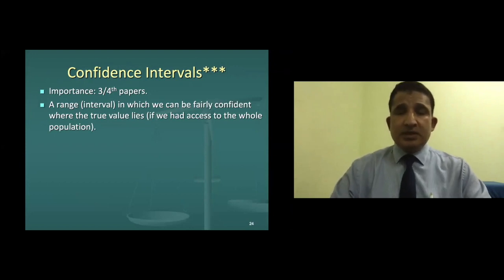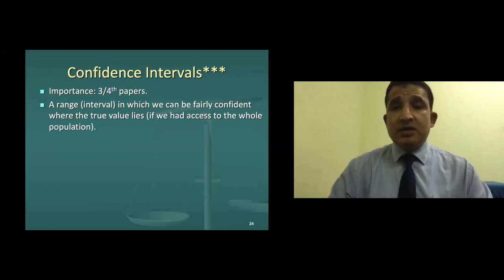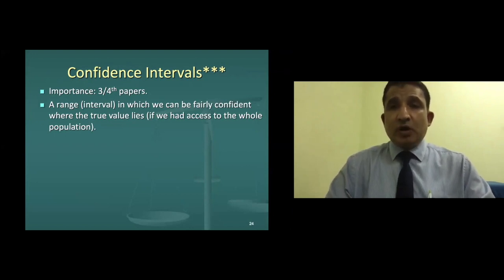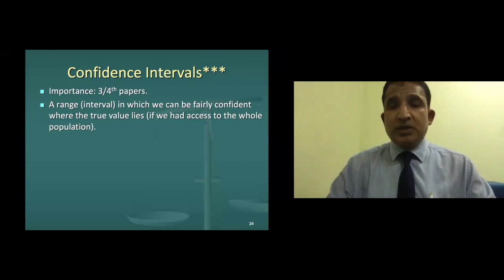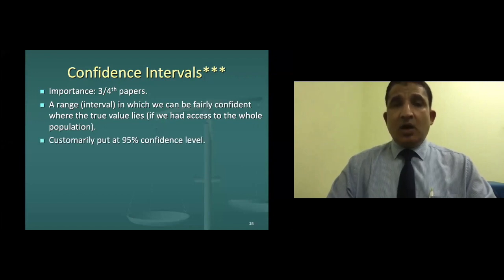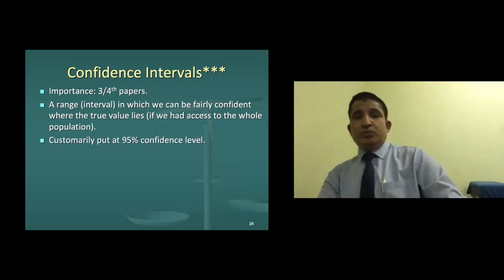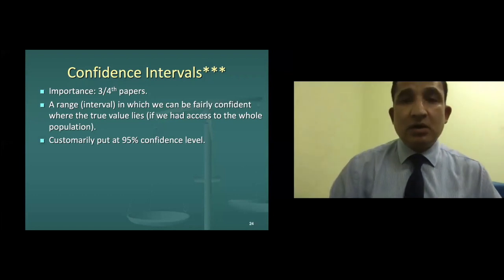I'd explain it in a slightly different way. If we had access to the entire population, then the true value of the entire population would be there. So confidence interval basically says how confident we are that our result taken from that sample is close to the actual population, if we had access to the actual population. This is what confidence interval is. Also, this is usually customarily put at a 95% confidence level.